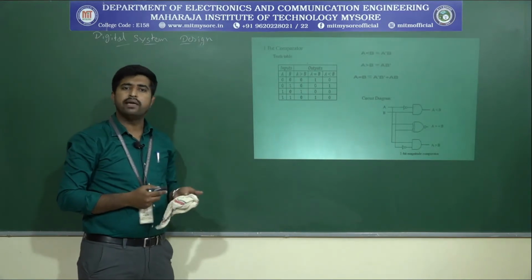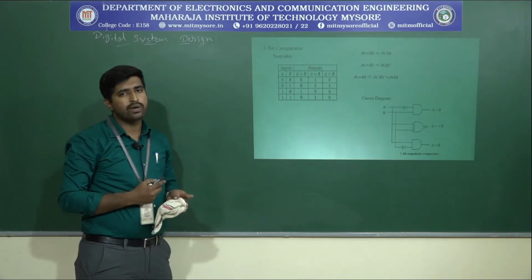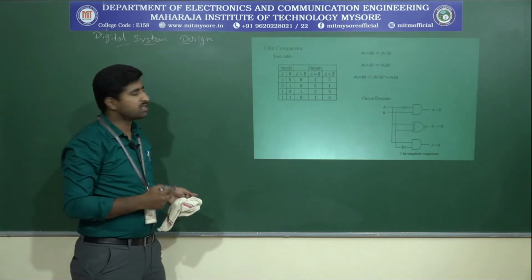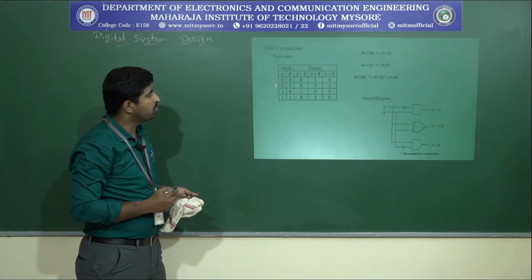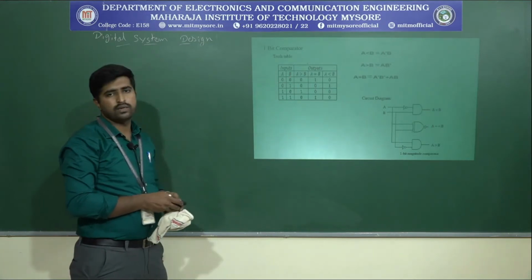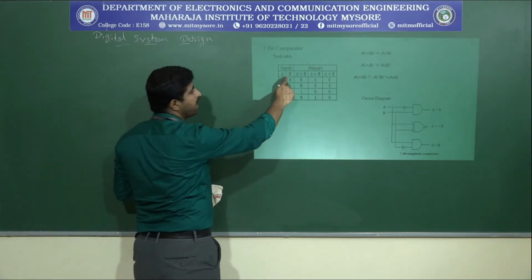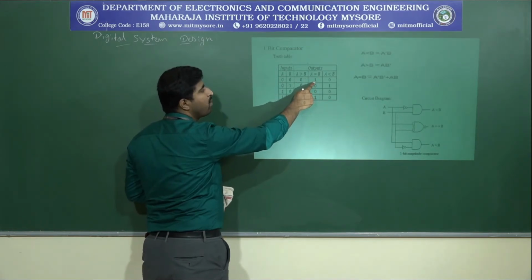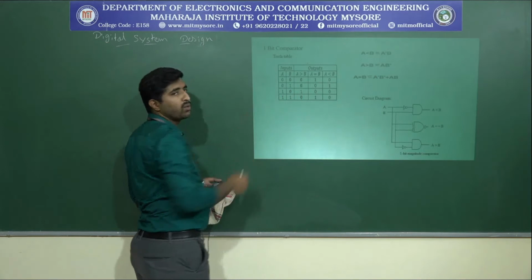So A and B are 1 bit, that means what? A can take a 0 or 1, similarly B can take a 0 or 1. So that means 4 combinations will be there: A, B: 0 0, 0 1, 1 0, 1 1. So when the inputs A and B are 0, 0, then the output A equals B will be 1, because these two values are equal, right?